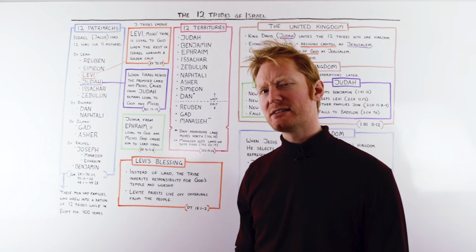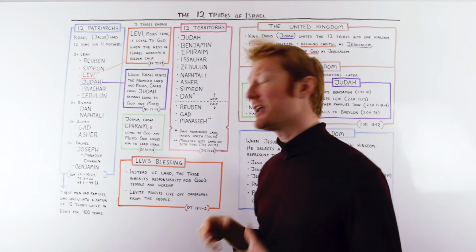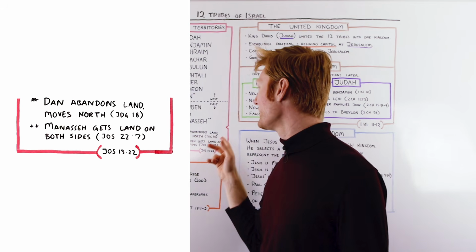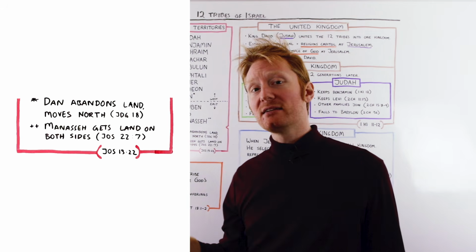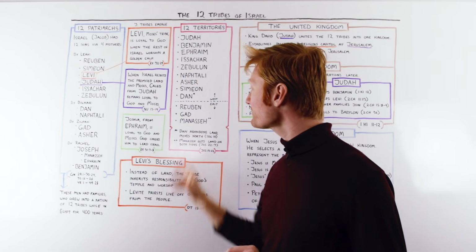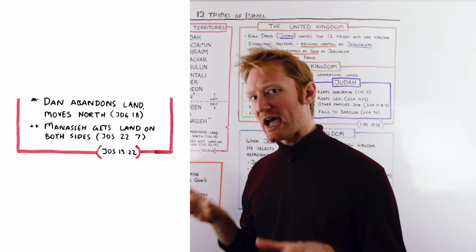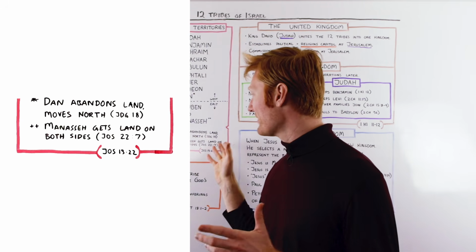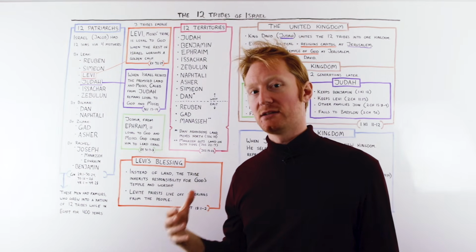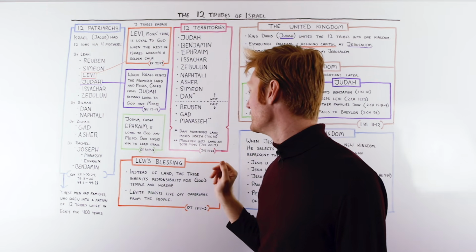A few caveats to this story. One is that the tribe of Dan doesn't like the land that Joshua gives them, and so later on in the book of Judges, in chapter 18, they abandon that land and move north and capture a new territory for their own. And then also, the tribe of Manasseh ends up straddling the river. So they're given land on the east of the Jordan River by Moses, and then Joshua gives them more land on the west side in the land of Canaan. You can read about that in Joshua 22:7.